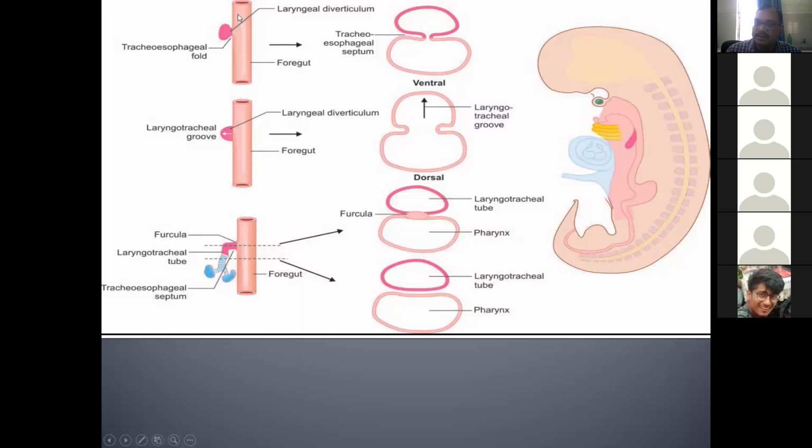So in the next stage of development, the laryngotracheal groove on its medial side gives rise to a fold. This fold is known as tracheoesophageal fold. The tracheoesophageal fold starts merging with each other, and before merging, a small orifice is left behind through which the communication with the pharynx takes place.